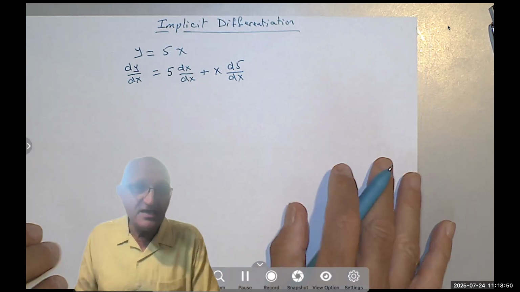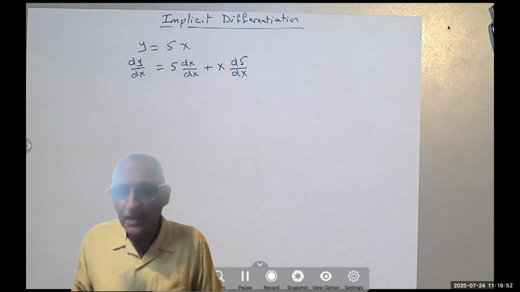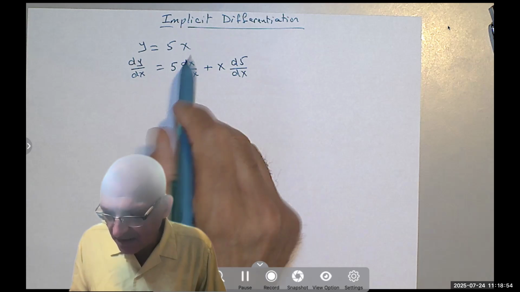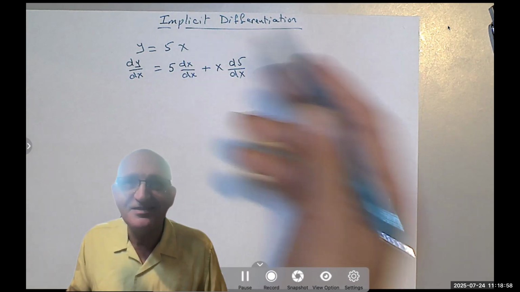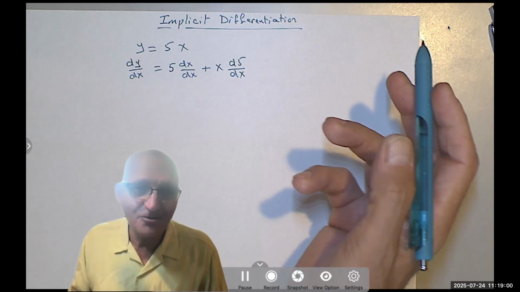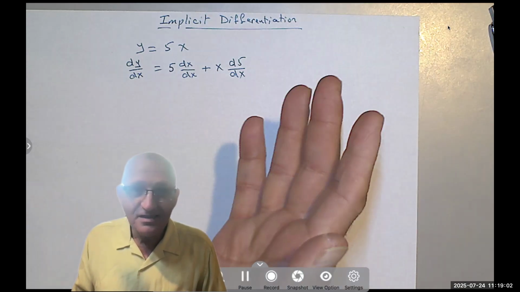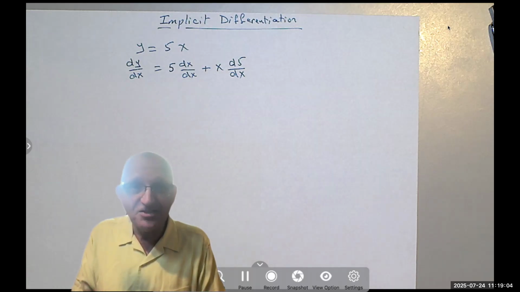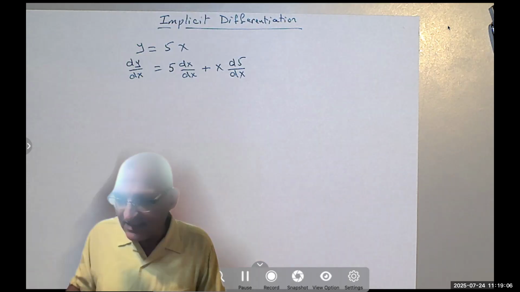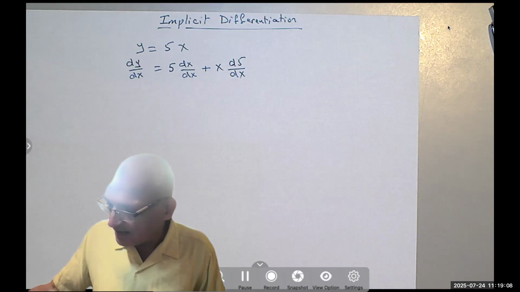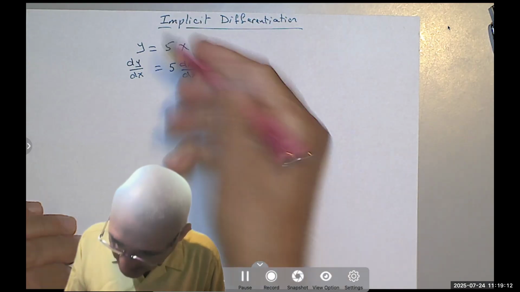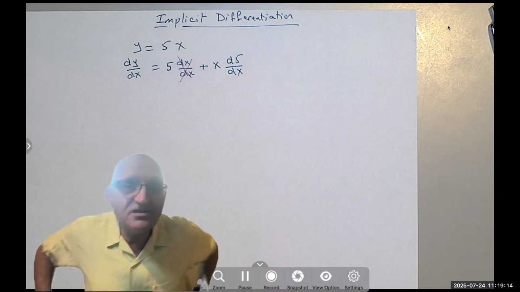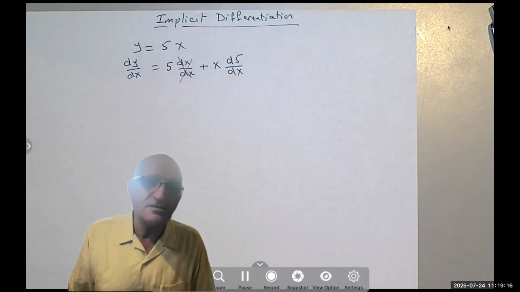Really, that is the thing. So we say, how does x change when x changes? That's a very dumb question, right? x changes exactly as it changes. So dx is 1. And that's why we don't write it. But you have to understand we are taking the derivative of x with respect to x.